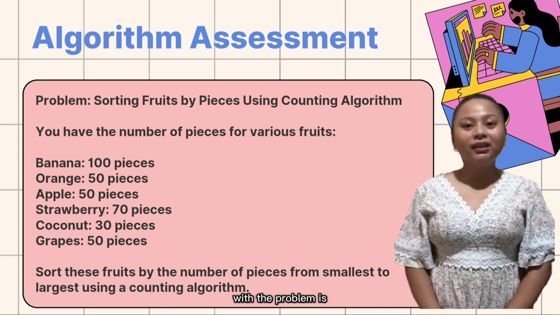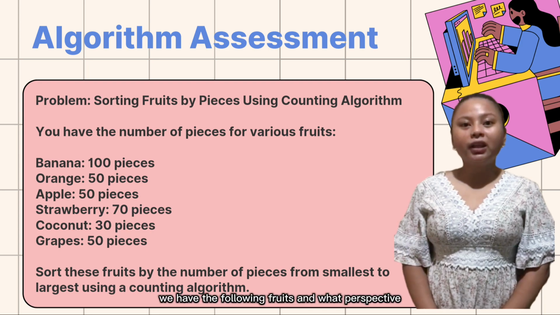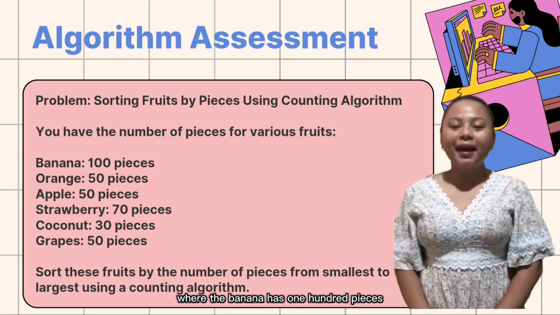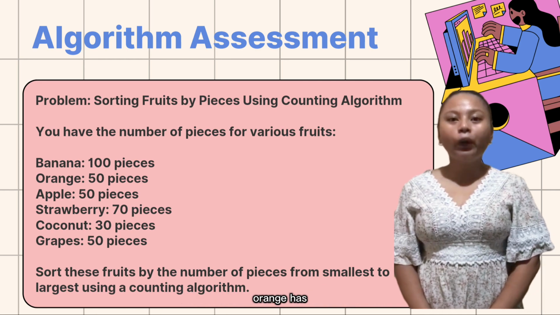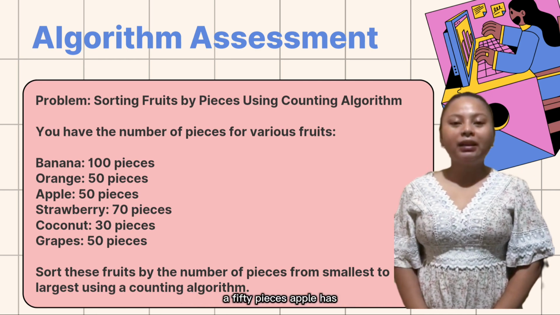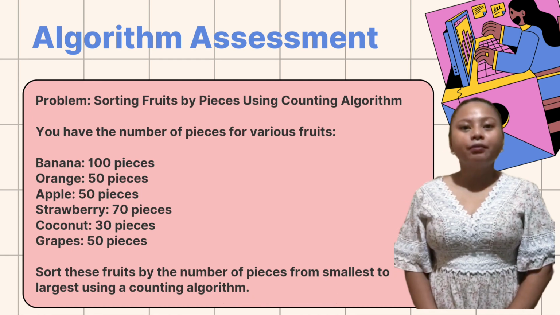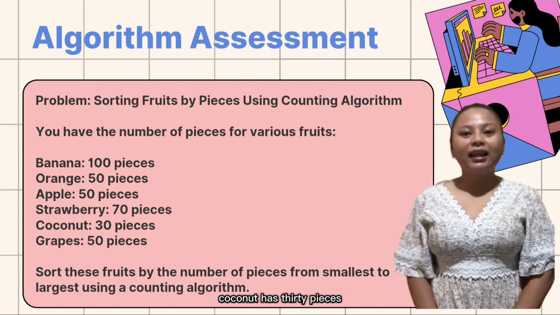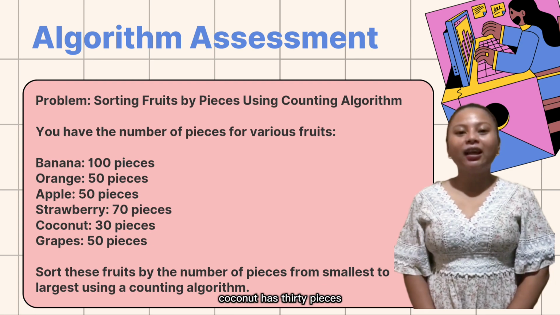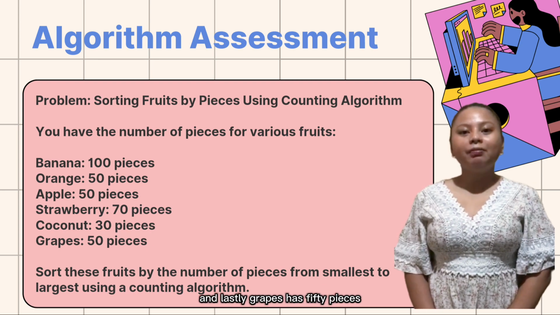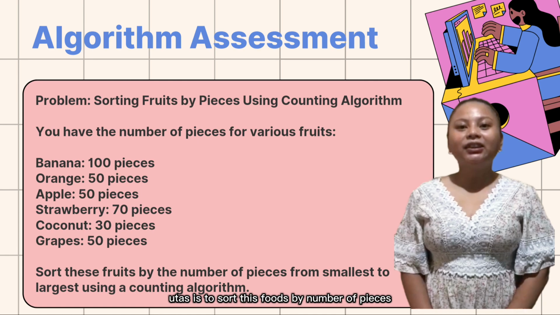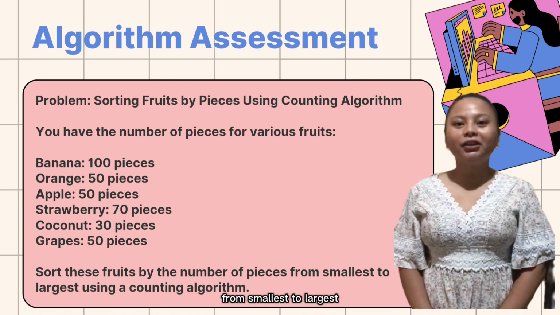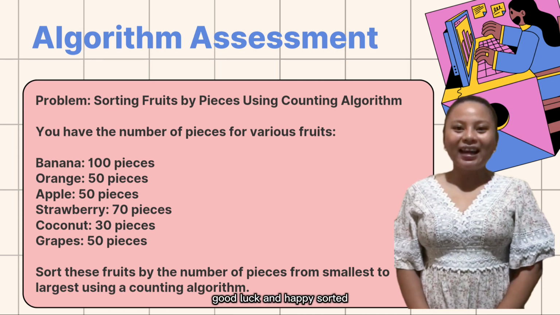The problem is, we have the following fruits and their respective number of pieces. The banana has 100 pieces, orange has 50 pieces, apple has 50 pieces, strawberry has 70 pieces, coconut has 30 pieces, and lastly grapes has 50 pieces. Your task is to sort these fruits by the number of pieces from smallest to largest. Good luck and happy sorting!